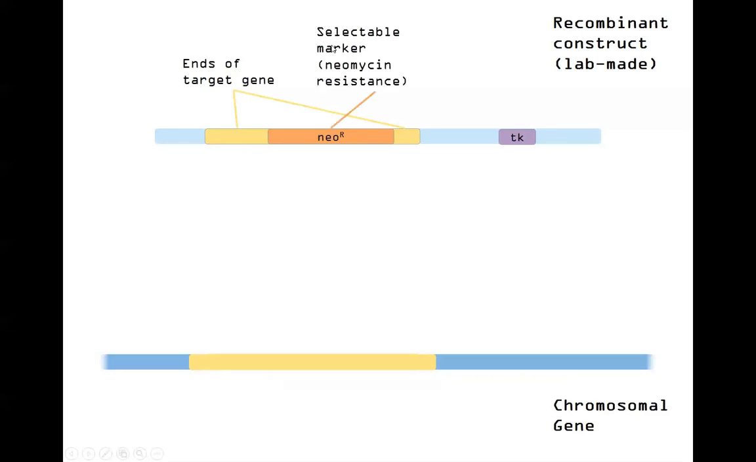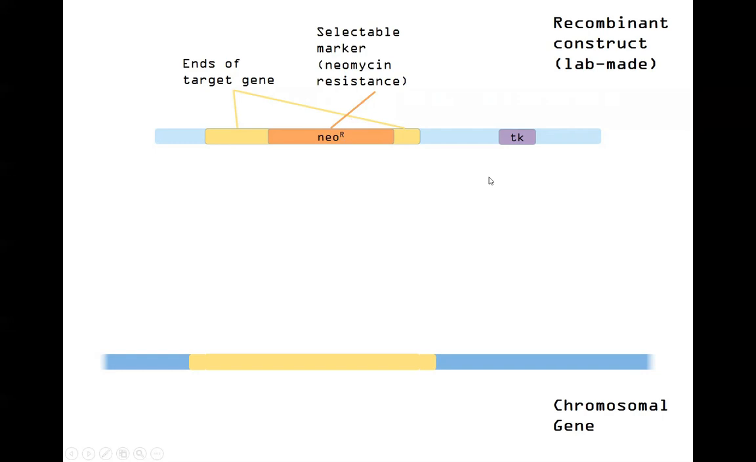Okay, so this is going to be, again, our recombinant construct that we make in the lab. All right, our chromosomal gene that's present in mice. Okay, so you can see we've got, again, similar things. We've got the ends, the flanking sequences that will match that target gene. Okay, we have another selectable marker. This time it's neomycin, but it's going to perform the same function as our kanamycin resistance.